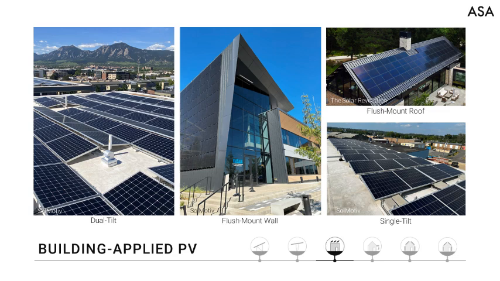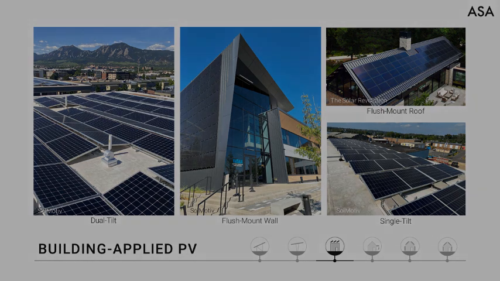The most common flush mount installations are on sloped roofs. Sloped roof surfaces are ideal for flush-mounted solar installations as the tilt of the roof surface will often increase the energy yield potential of the modules without the need to forfeit space to avoid shading.